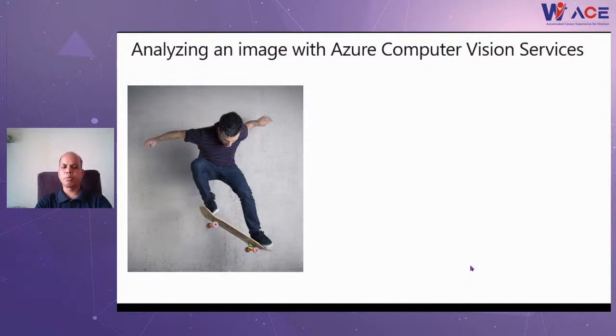Think of a person who is on a skateboard doing some magical stuff, but how will I determine what the person is trying to do, what the background color is, what kind of shoes he is wearing, what action he is trying to perform? All this important information you can get easily by using computer vision services from Azure.